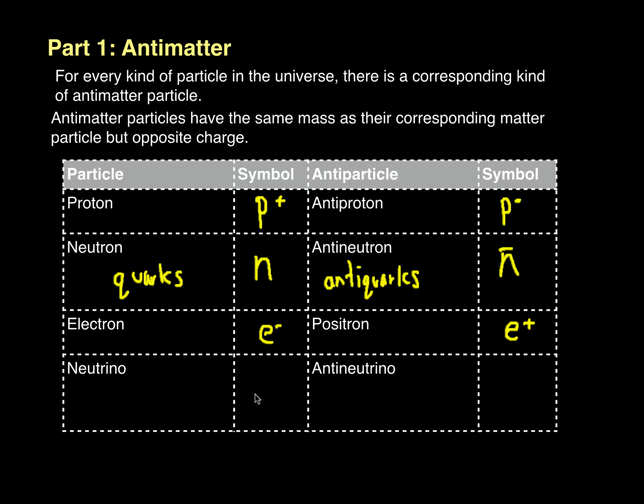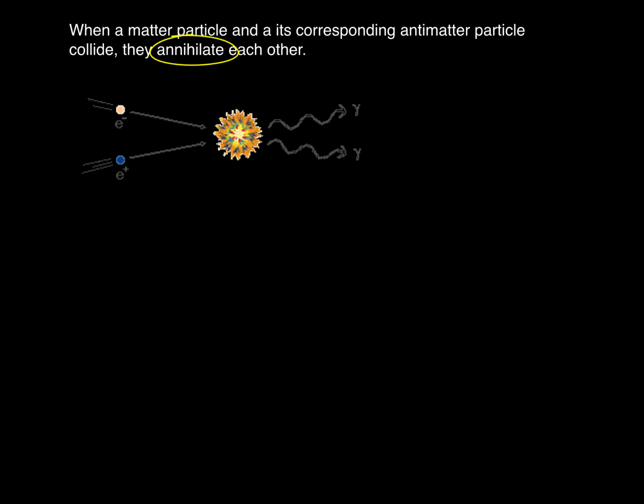The neutrino has a symbol that looks like a V, but it's curly on both sides, and the antineutrino is the same, but with a bar on top to show that it's the antiparticle. The only real way to tell the neutrino and the antineutrino apart is that they annihilate each other if they come into contact. When a matter particle and its corresponding antimatter particle collide, they annihilate each other.